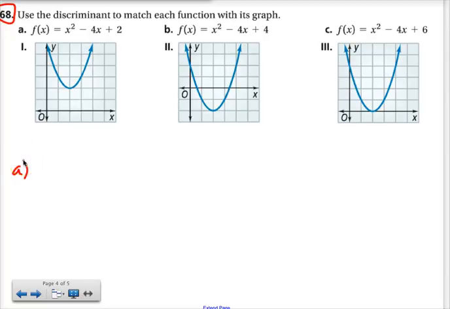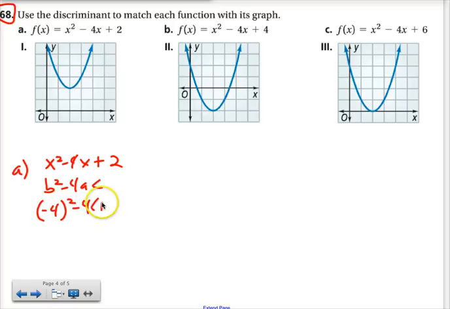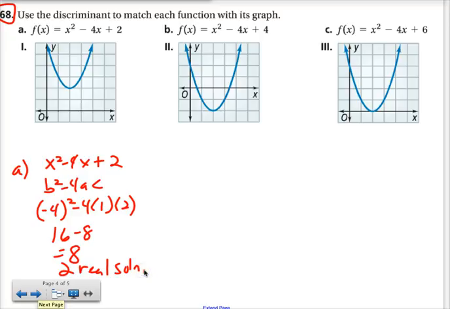So looking at little letter A up there, they have x squared minus 4x plus 2. I'm going to do b squared minus 4ac to see how many solutions and what kind. So that'll be negative 4 squared minus 4 times 1 times 2, and that's 16 minus 8, which is 8. That tells me this should have 2 real solutions. What that means graphically is this definitely crosses the x-axis in 2 spots. So that is going to be Roman numeral 2 up there, because that's the graph that crosses in 2 spots.